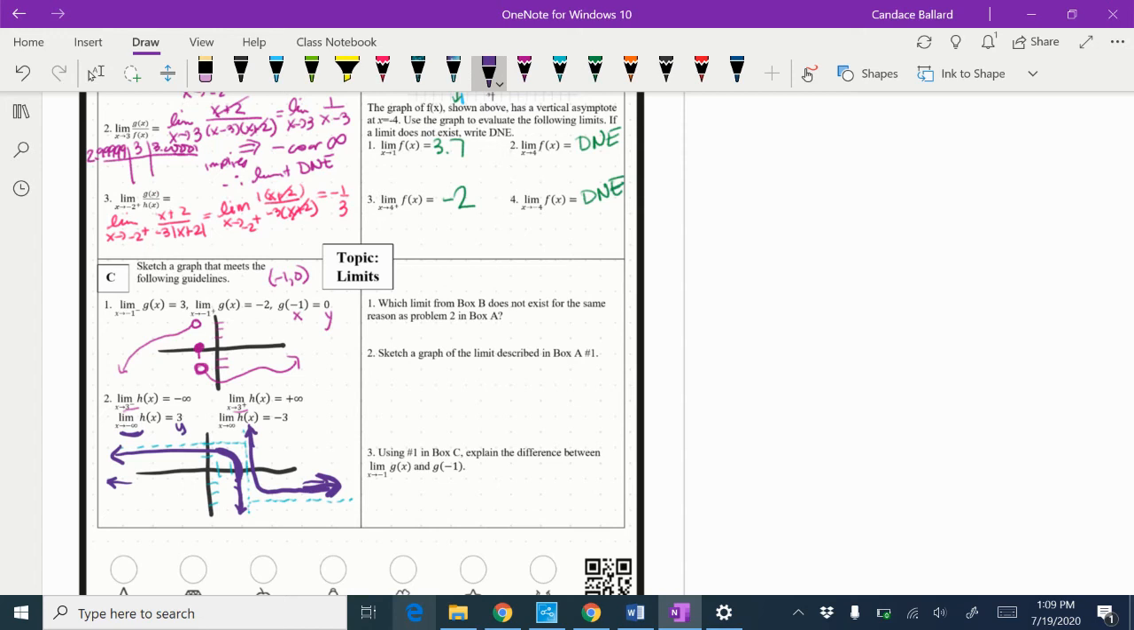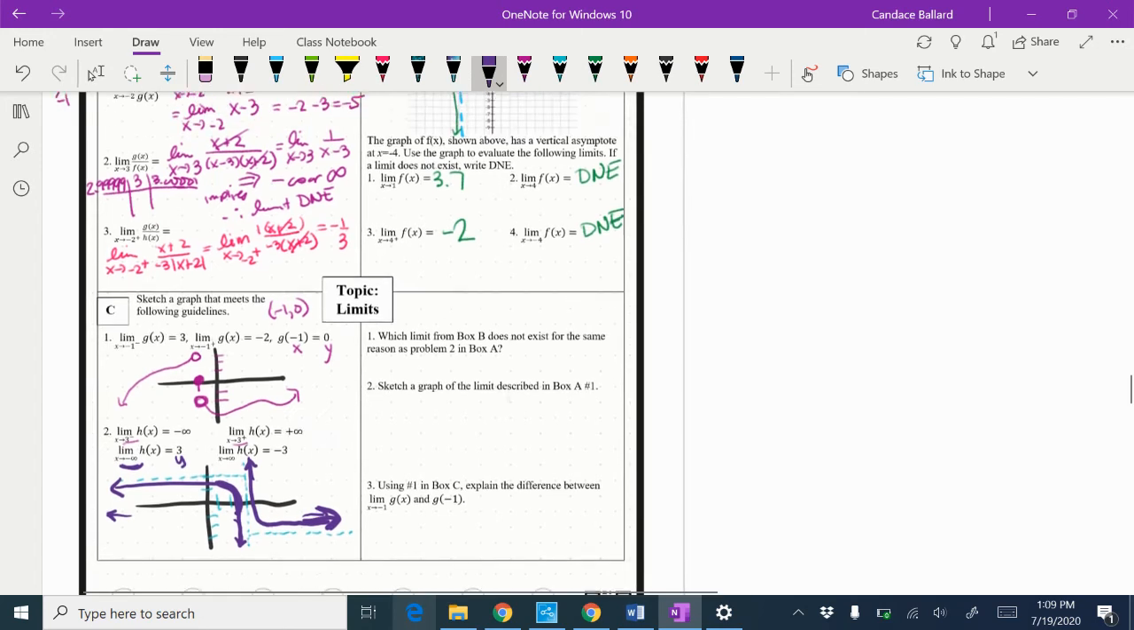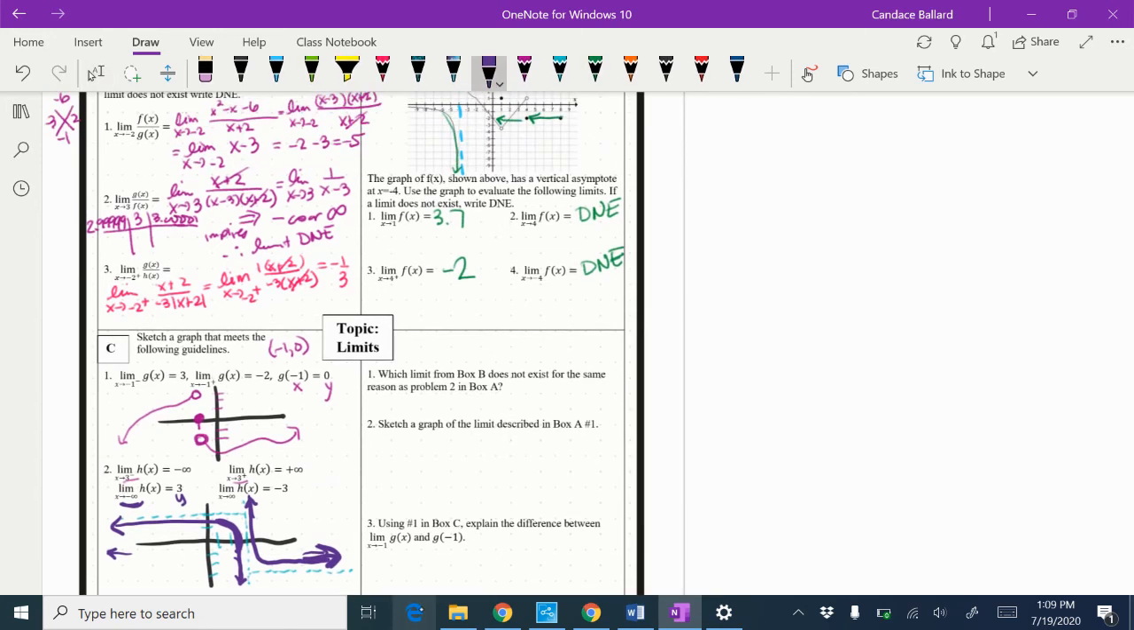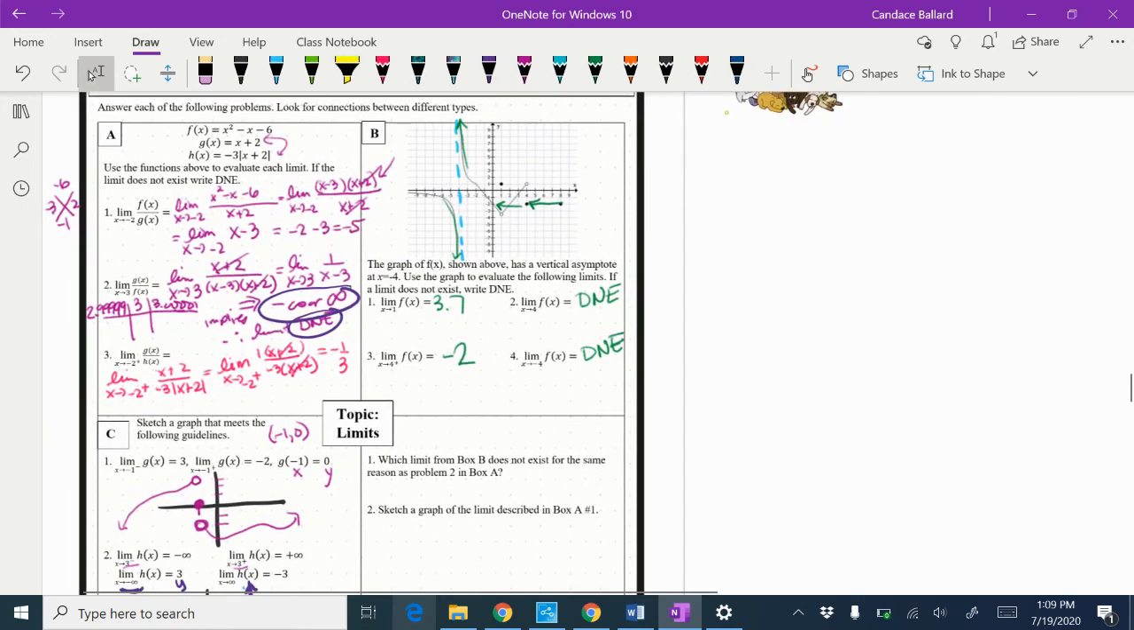All right. Then it says, number 1 in this last box here, which limit from box B does not exist for the same reason as in problem 2, box A? Well, there's only one that doesn't exist here. And we know it doesn't exist because it goes to either negative or positive infinity. So we know that that's an indicator of an asymptote. The only one that has an asymptote here was where x was equal to -4. So it has to be problem number 4.